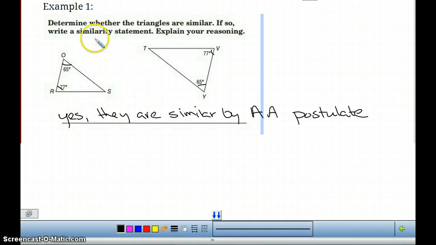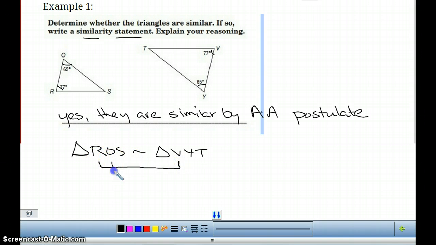Then we have to write a similarity statement. So that means we have to match up our angles. Triangle ROS is similar to triangle VYT. Again, make sure that you match up the angles to their corresponding angles. R matches up to V because they're both 77. O matches up to Y because they're both 65. And S would match up to T because they're the ones that we don't know. Not bad for our first example.